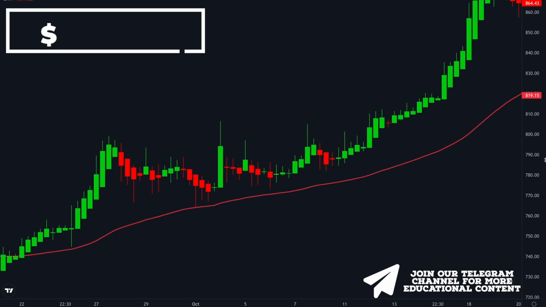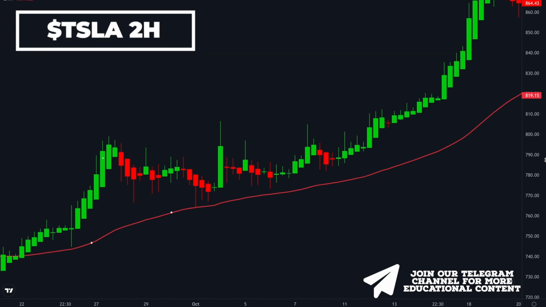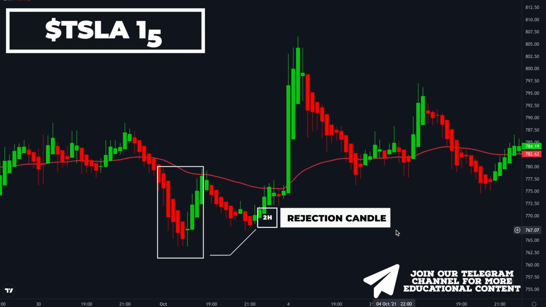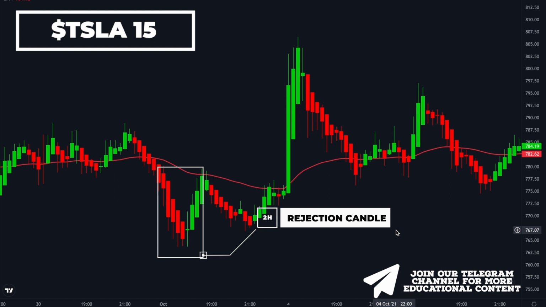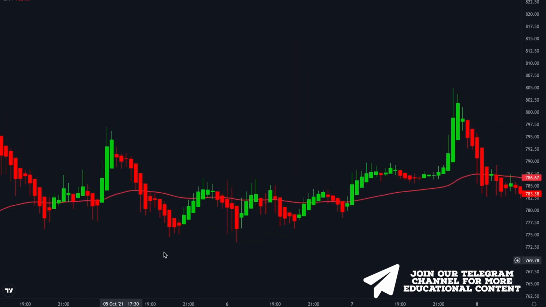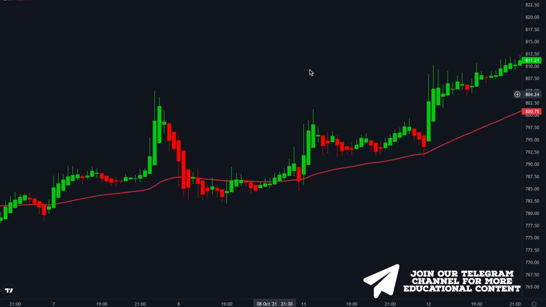Here's Tesla on our time frame, so the price is above the 50 EMA right here, meaning that our first step is done. We can also see a perfect long wick rejection candle right here. So let's move on to the 15-minute time frame. Here's our 2-hour time frame candle, and we should wait for the 50 EMA break, and here it is. We enter right on the next candle, placing our stop loss below the recent swing low, and the price then proceeded up drastically.